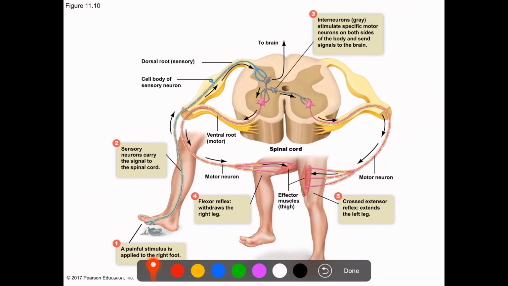Both reflexes happen in the spinal cord without involvement of the brain. So the brain will get notified about what happened, but the decision was already made. So the flexor reflex will cause you to withdraw your leg when you step on something sharp, and immediately you will shift your weight to the other leg so you won't fall down. Okay?